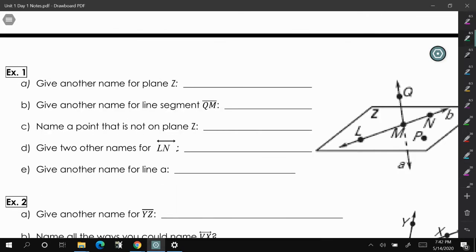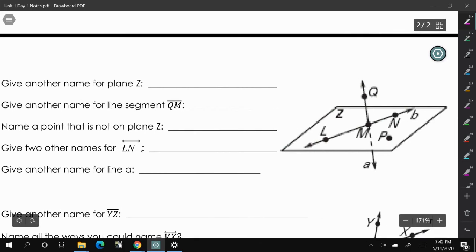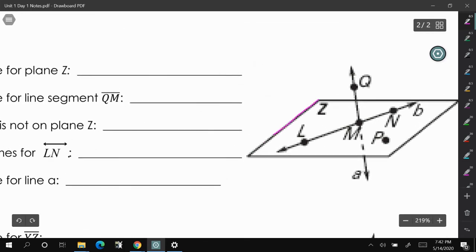On this page, we will use those terms from the previous page and apply them to talk about this figure. So we're going to give another name for plane Z. Plane Z is this whole thing right here.